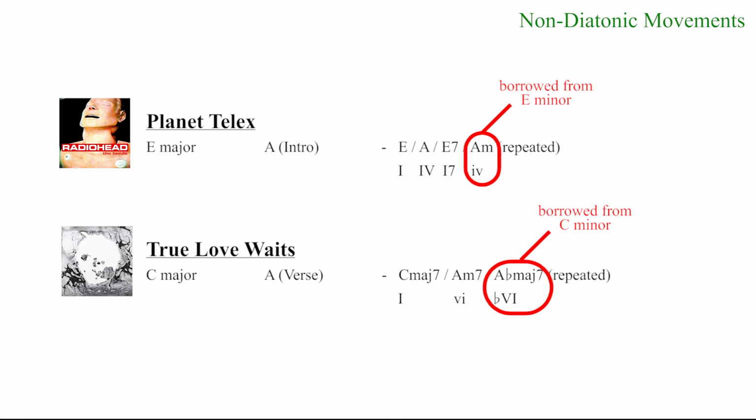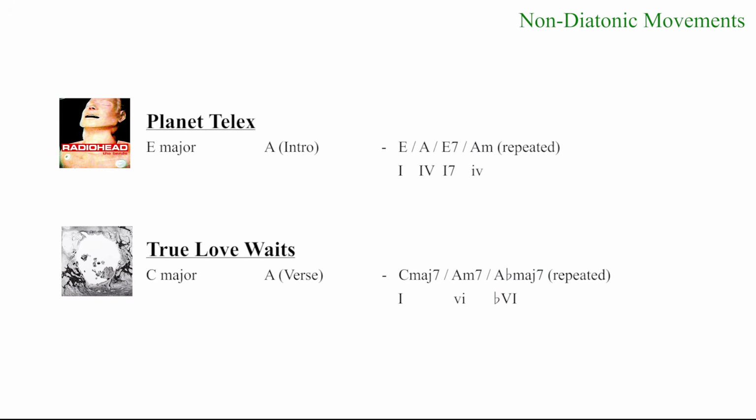Theoretically, these borrowed chords should have a similar impact, but in practice, the Planet Telex borrowing sounds somewhat smoother, whereas the True Love Waits borrowing seems to really pop out. Why is this? If we look at the Planet Telex chord progression, every individual chord movement can be worked into some diatonic key. The E and A both fit in E major, the A and E7 both fit in A major, and the E7 and A minor both fit in A minor, as do the A minor and E.